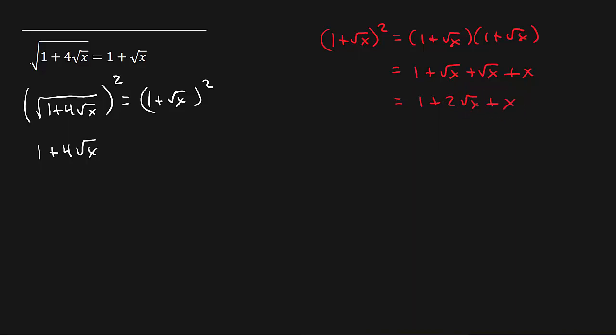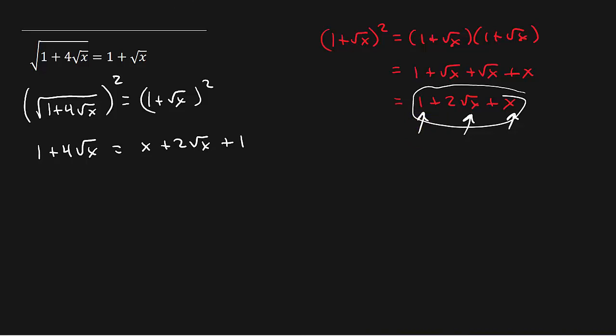All right. So we're going to write this over here. So that's going to equal, and I'm going to write it with the x term first. It's x plus 2 square root of x plus 1. I just wrote this term first, then this one, and then the 1. All right, so we still have a radical. So let's isolate the radical.